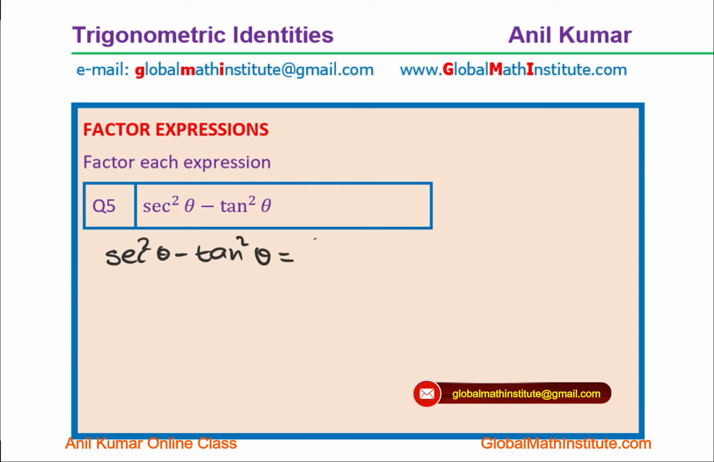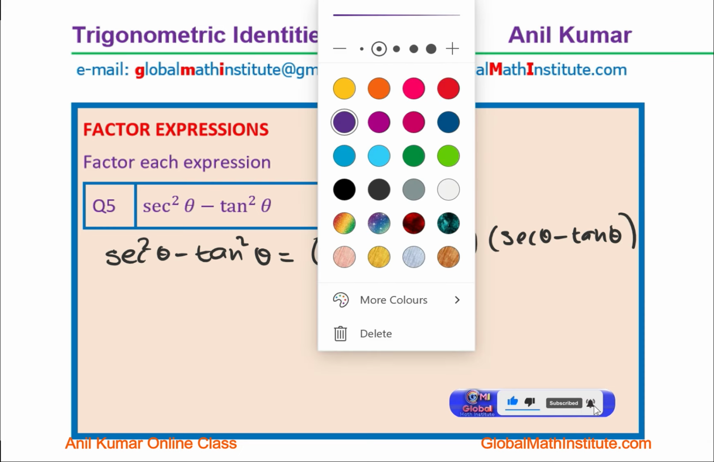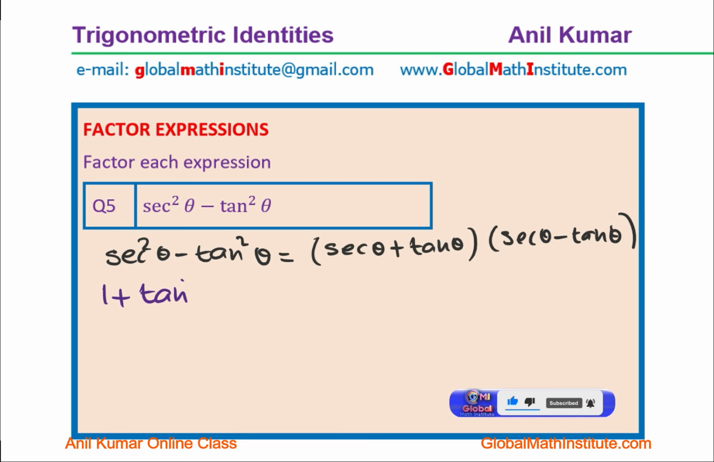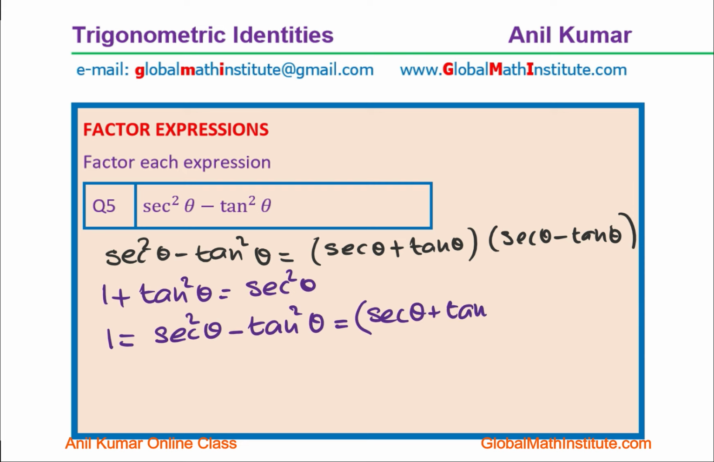Clearly, we are going to use difference of squares, and it can be written as secant theta plus tan theta times secant theta minus tan theta, correct? Also remember the identity which is related to it, and that is 1 plus tan square theta is equal to secant square theta, correct? So if you look at it, then actually speaking, 1 is equal to secant square theta minus tan square theta. Now which we have shown is the product of secant theta plus tan theta times secant theta minus tan theta, correct? Now this is very important.